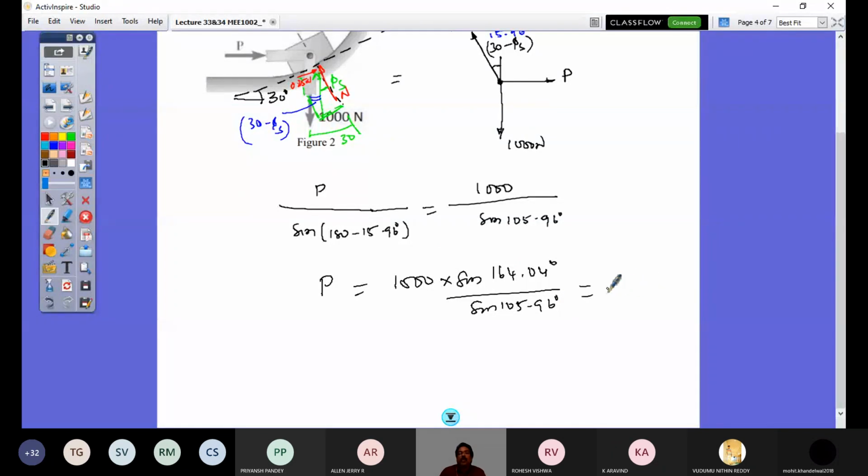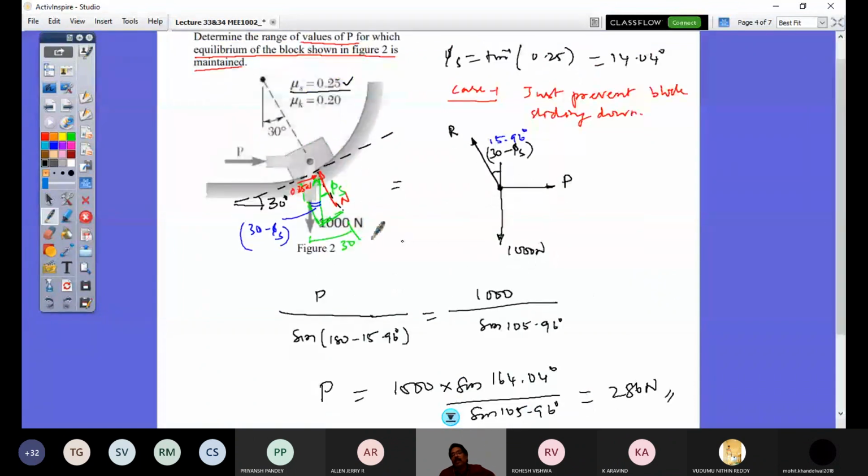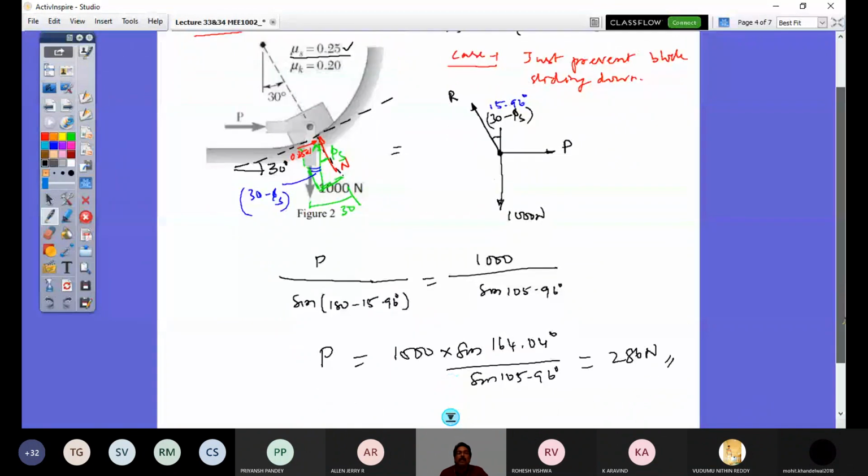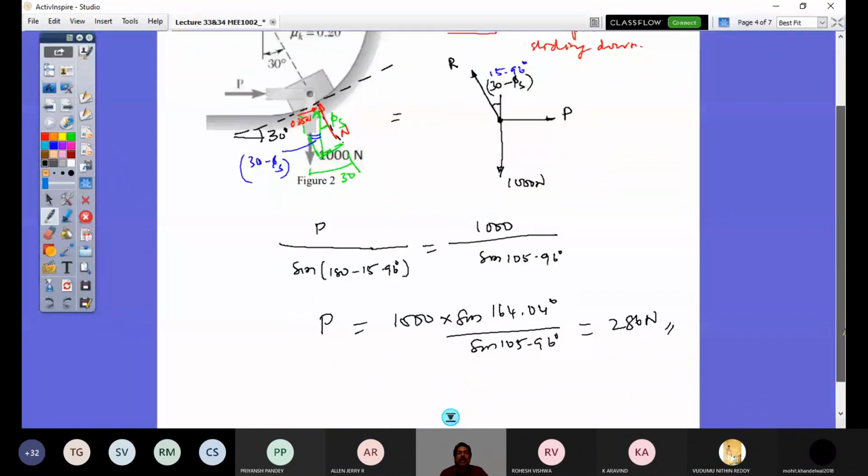286 Newton. So if I apply here in this configuration P of 286 Newton, this block is just being prevented from sliding down. If the value of P is less than 286 Newton, say 280 Newton, this would be sliding. So this is the minimum value or the lower range of my value of P. Now to get an upper range value, if I keep increasing the magnitude from 286 onwards, at one point you would see that this block will have a tendency to move up.